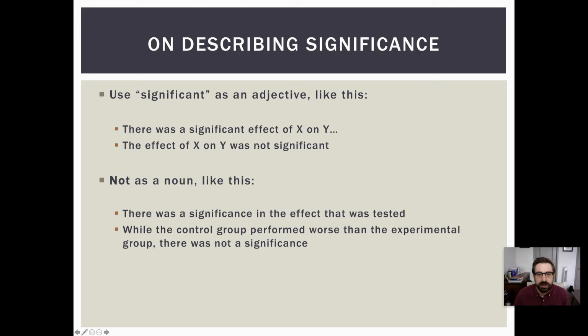Okay. Common error in describing statistical significance is that it gets used as a noun. So there was a significance, or while the control group performed worse than the experimental group, there was not a significance. That's just not proper usage of the term. Okay. There was not a significant effect, or not a significant difference would be appropriate.